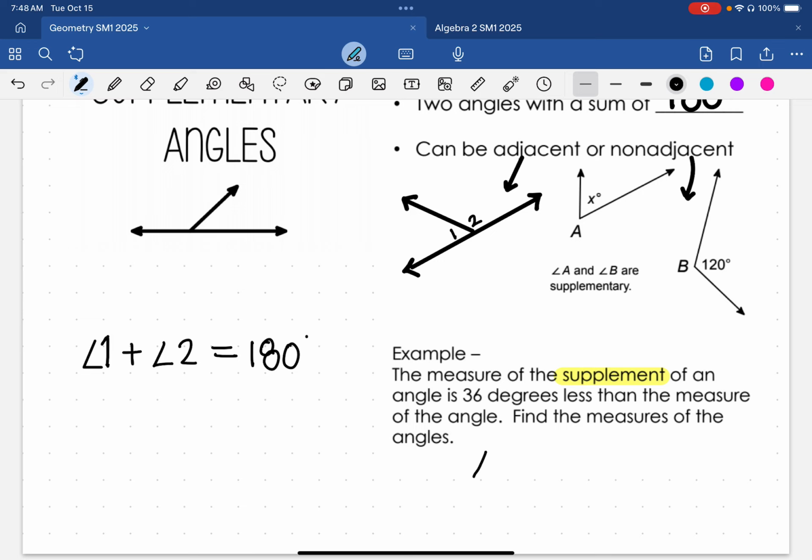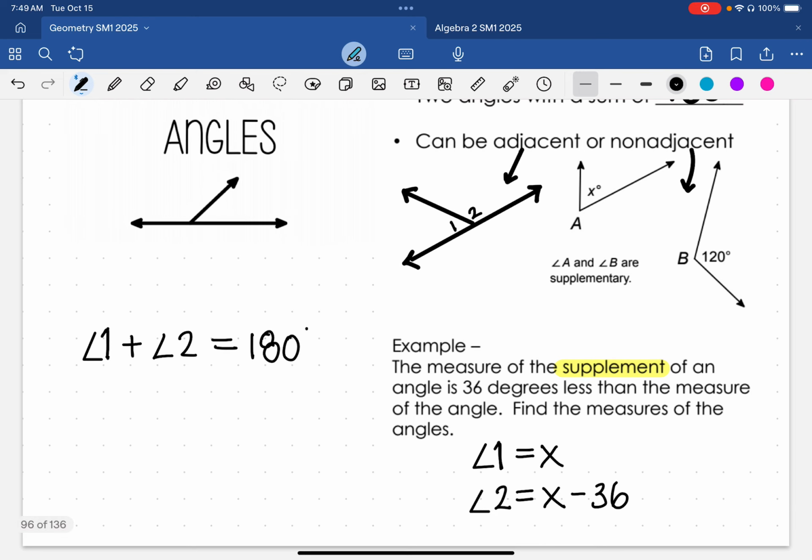Whenever this happens and they're telling me it's 36 degrees more than or 36 degrees less than in this case, or it's 2 times or 2 times plus 1, anything like that, I'm going to go ahead and call angle 1 simply x because I don't know what it is, but I do know that in comparison to it, angle 2 is going to be 36 degrees less. Less than would imply subtraction, and I'm going to call it x minus 36. And now I know what to substitute in.